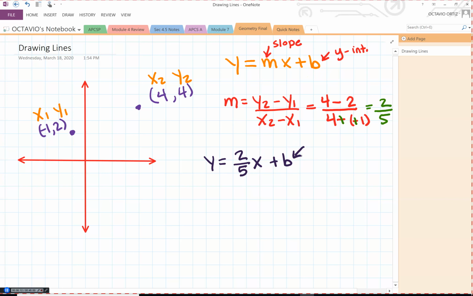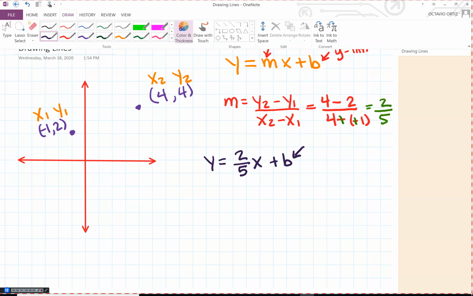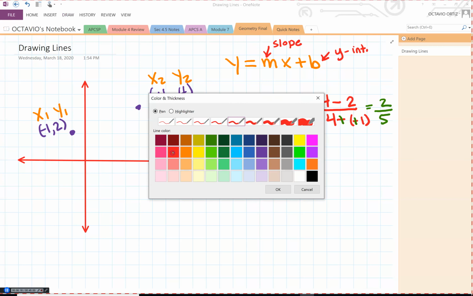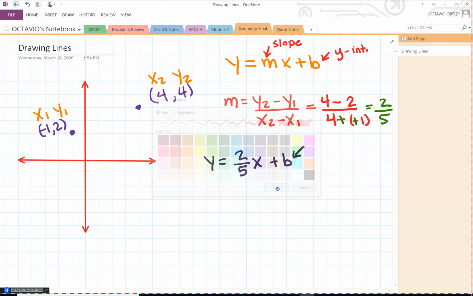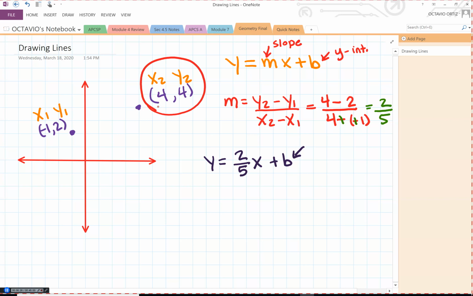And so for that, we're going to pick one of the 2 points. It doesn't matter which one you pick. It really doesn't make a difference. Always try to pick the one that you think is going to give you less trouble. And so in my case right here, I'm going to pick this one because they're both positive.